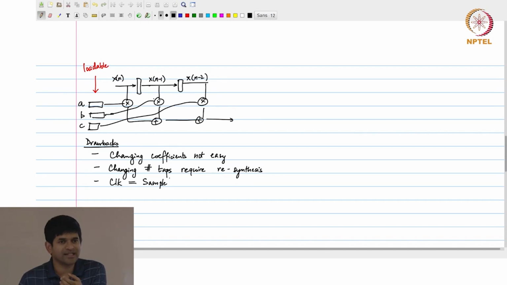So even though my hardware may be capable of operating much faster than I need, I can't really make use of that. Is that necessarily a drawback? In some ways, yes, for the simple reason that maybe I could have come up with another architecture that did not need 3 multipliers and 2 adders in order to implement this operation.